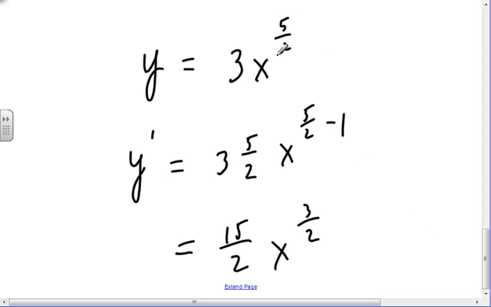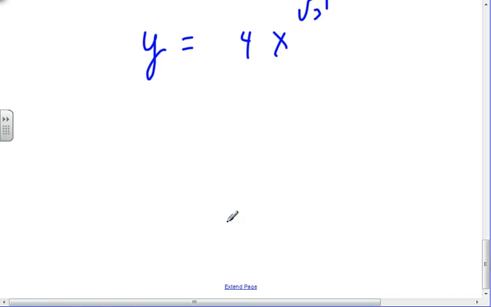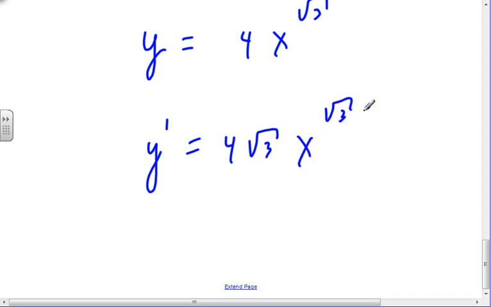So what goes as an exponent there could be any real number. I could have y is equal to 4x to the square root of 3. And so y prime would be 4 times the square root of 3, x to the square root of 3 minus 1. Whatever that is. Perfectly okay.